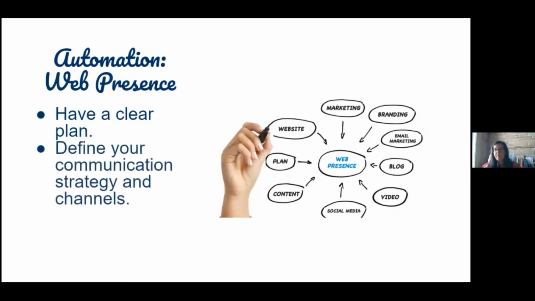Really think about those different areas that you want to tap into. You want to define your communication and strategy channels, as we call them in the marketing space. Those channels are these different bubbles around the center, around our web presence. So you want to have your marketing plan or strategy. You want to have your social media calendar or strategy.